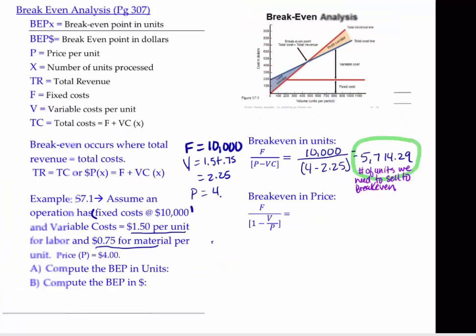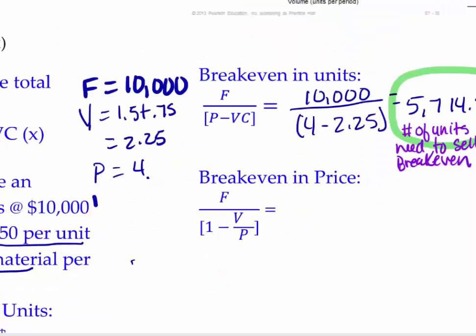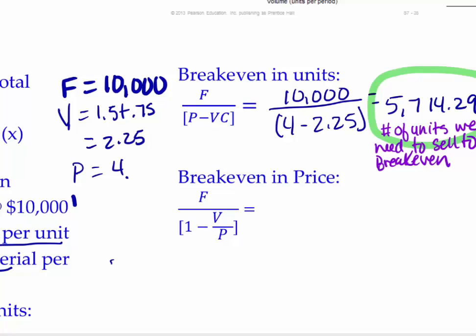But we can also convert this over to break even in price, or how many dollars do we need to bring in to break even. Sometimes we might not know exactly how many units we've sold, and so instead it might be easier for us to look at the cash register to see how many dollars we've brought in. So we can do this a couple ways.